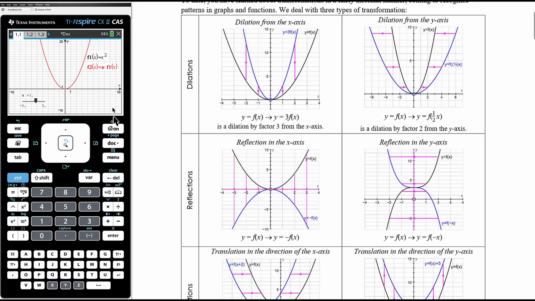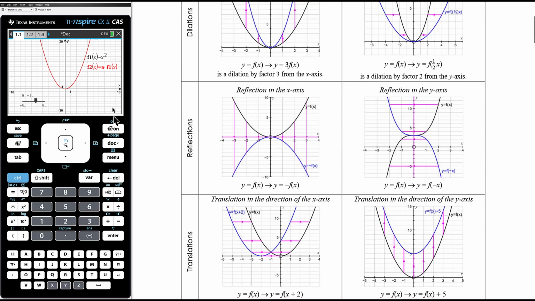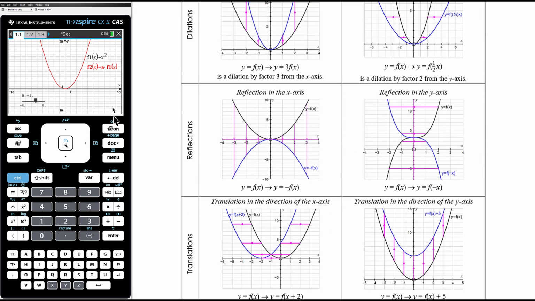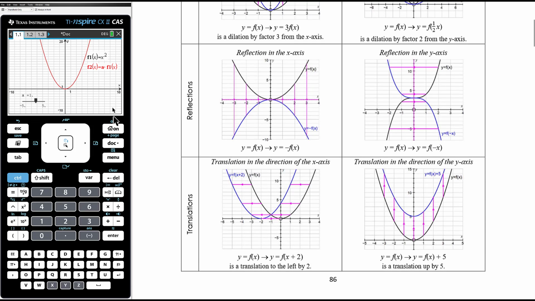This is really the only reflections we deal with in this course. Also, we do deal with reflection in the line y equals x when we talk about the inverse function. We don't tend to talk about that too much as a transformation. And then translations, again, you need to know how much you need to translate by and in which direction.